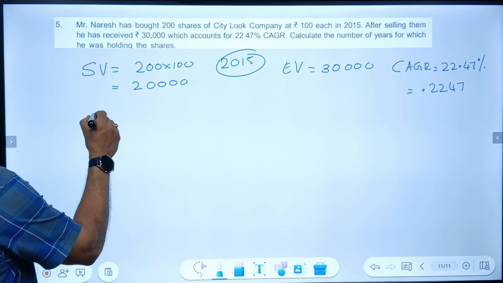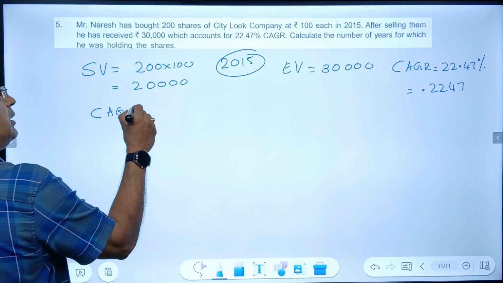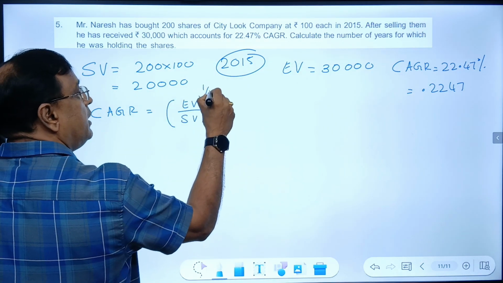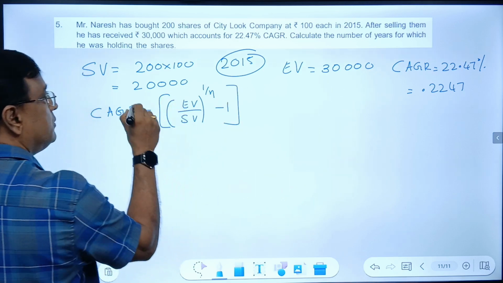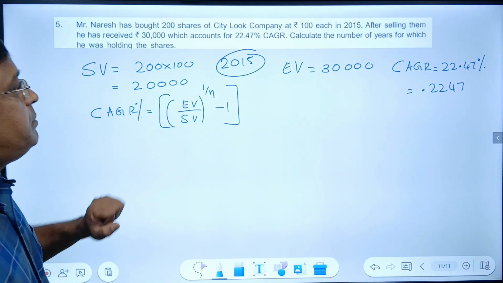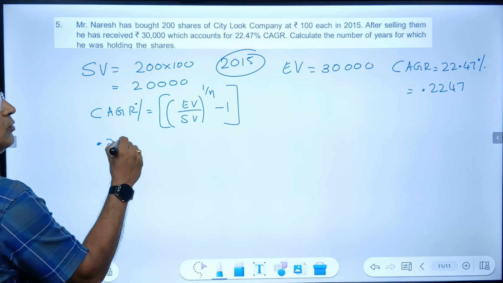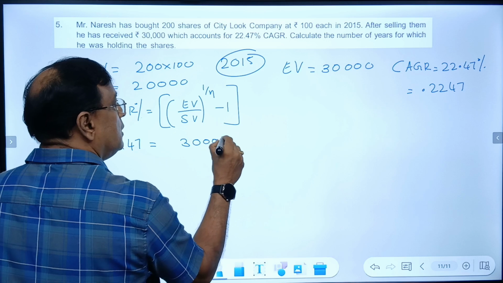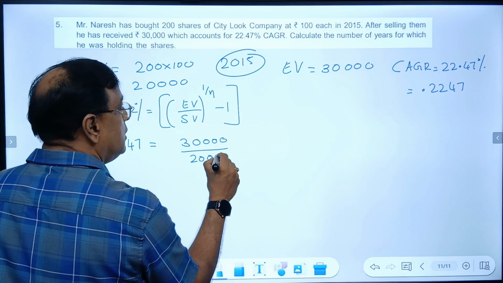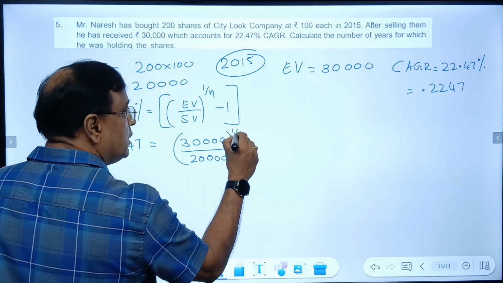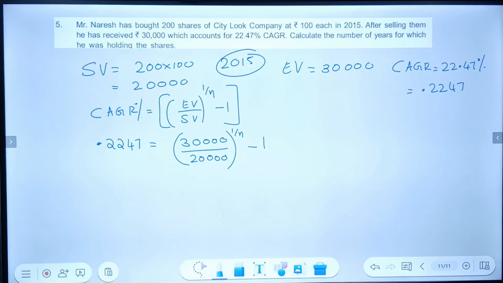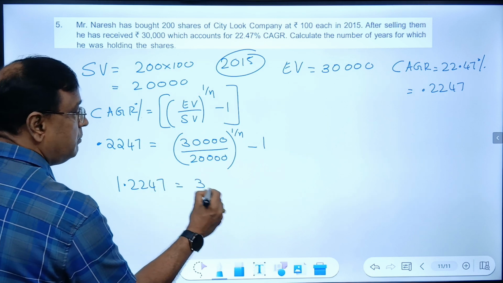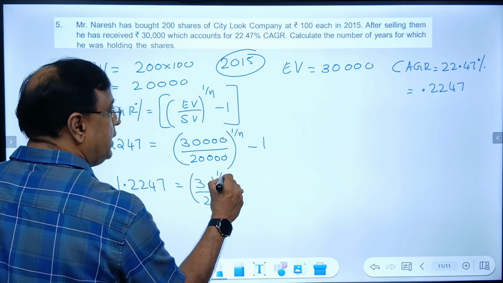Very simple. CAGR equals (ending value by starting value) to the power of 1 by n, minus 1. Since I will take it as a percentage, CAGR is 0.2247 equal to ending value 30,000 by starting value 20,000, whole power, I don't know the number of years, minus 1. So bring this 1 this side, get 1.2247 equal to 3 by 2 whole power 1 by n.